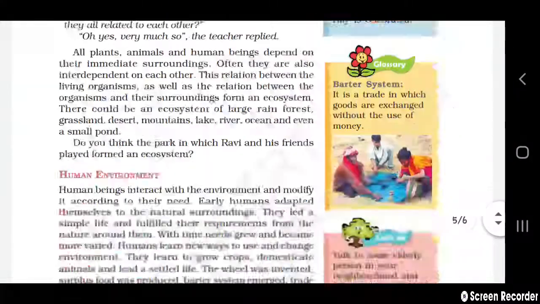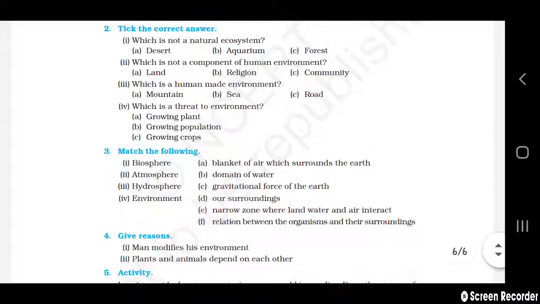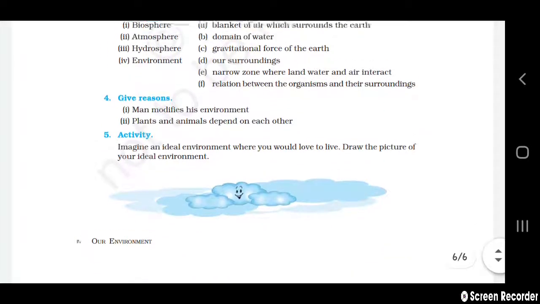So this was your chapter. Here you can see some of the questions. What is an ecosystem? What do you mean by natural environment, comprising water and land? What are the major components of the environment? Give an example of a human-made environment: buildings, roads, railways. What are the major components of the biotic environment? You learned biosphere. You also have tick mark questions, meaning MCQs, match the following, and give reason questions.